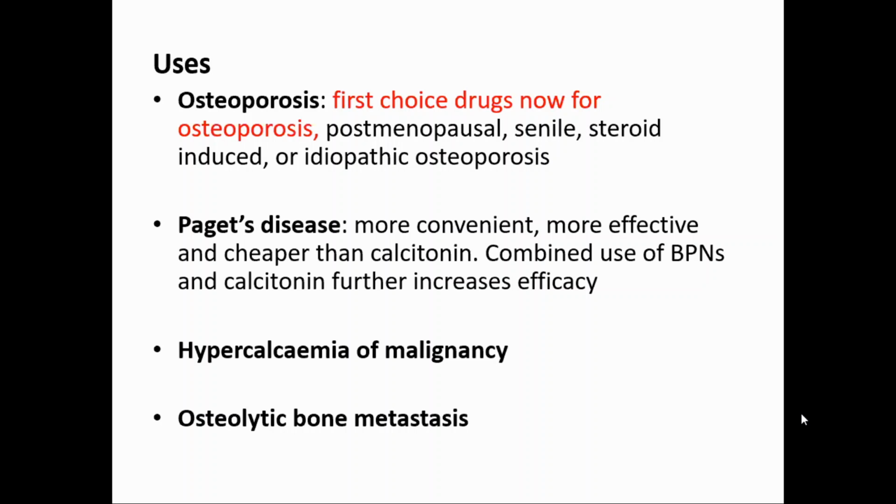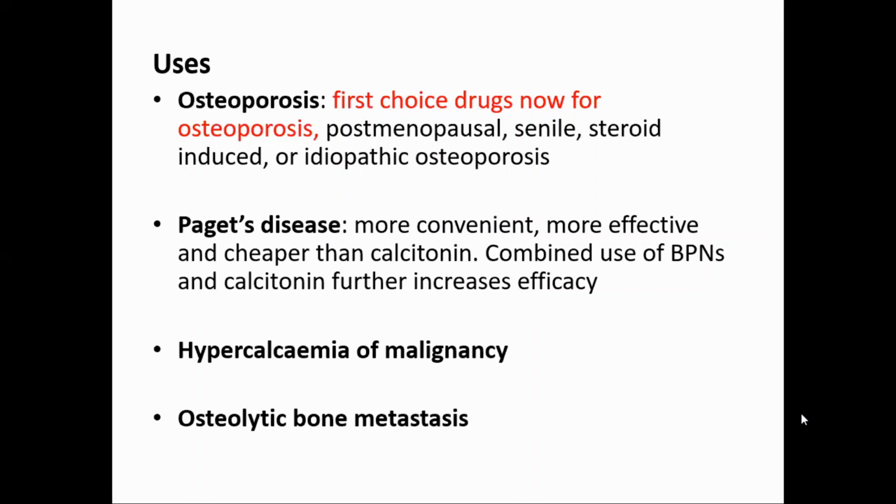In Paget's disease we had also discussed calcitonin. Calcitonin is used as a treatment modality in Paget's disease. But when you compare the efficacy of calcitonin and the bisphosphonates, bisphosphonates rank first. They are the drug of choice in the treatment of Paget's disease. They are more convenient, more effective, and cheaper than calcitonin.